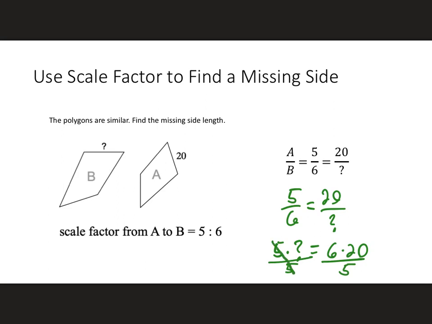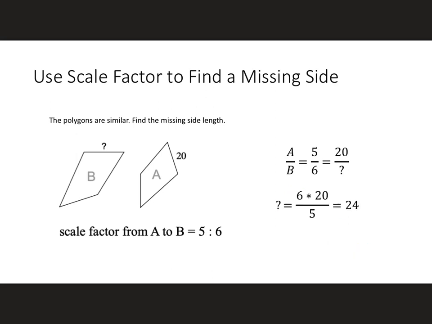And this will cancel on this side. Now our question mark is completely by itself. And we're left with 6 times 20 divided by 5. And 6 times 20 divided by 5 is 24. So our missing side in shape B will be 24.